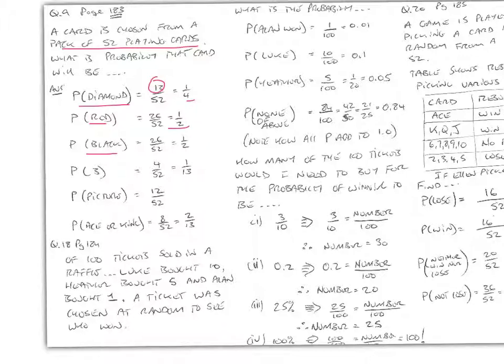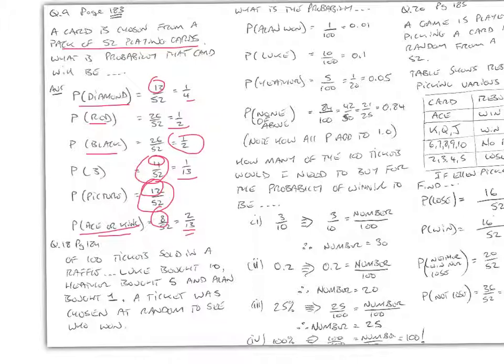Of black, again, there's clubs and spades, 13 of each, 26 in total, that's 1 in 2 again. Probability of a 3: there are 4 suits, each has a 3 in it, so it's 4 over 52, it's 1 in 13. And the probability that it's a picture card, well, there's jack, queen, king, times 4 gives us 12, so it's 12 in 52. And then the probability that it's an ace or a king, well, we've 4 aces and 4 kings, so in total that's 8 out of 52, it's 2 out of 13.